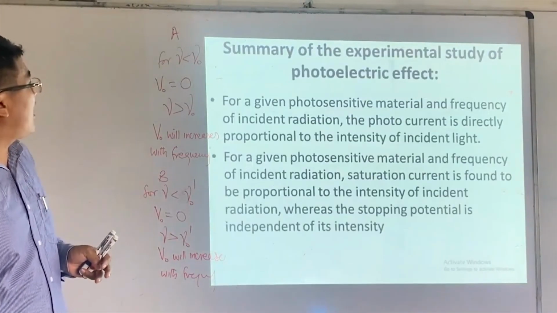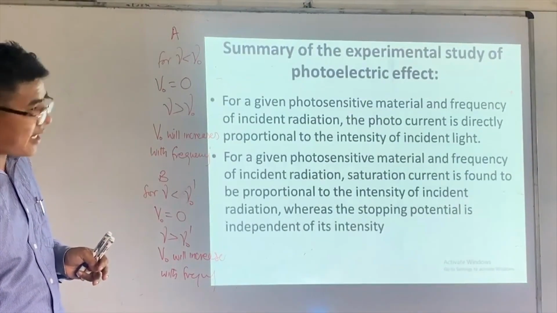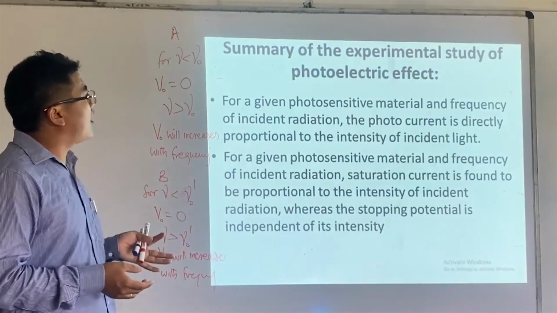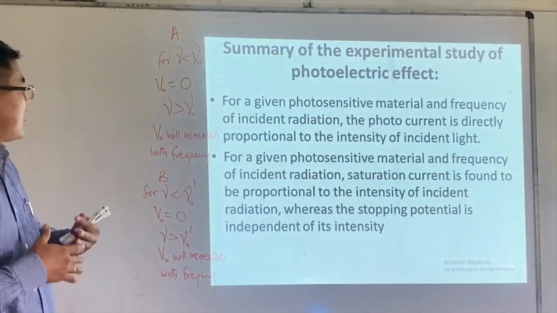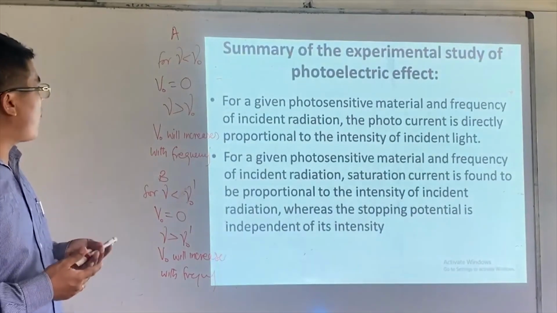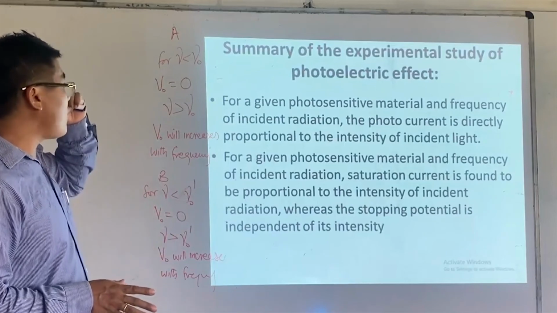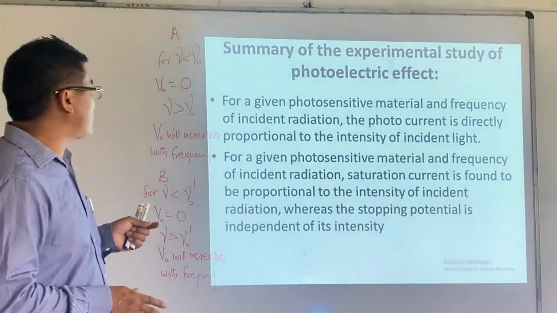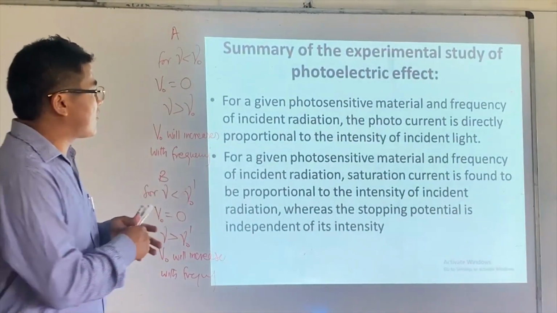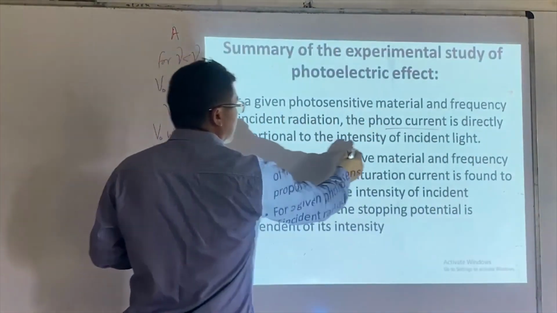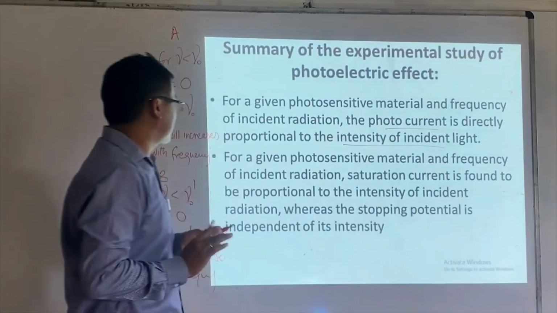And last, I would like to summarize the entire experiments. So the summary in our textbook is done with 4 points. The points are written here, all right? So for a given photosensitive material and a frequency of incident radiation, this is the first graph. Photocurrent is directly proportional to intensity of light. This is the first graph.